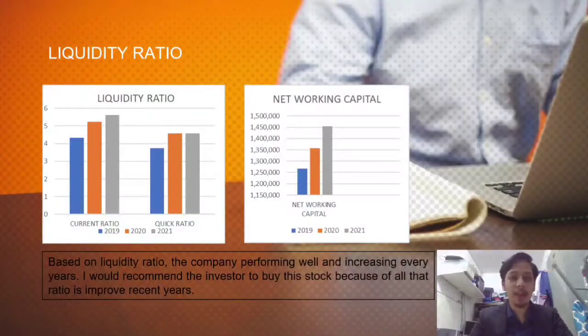I will proceed about liquidity ratio for Hong Leong Industry. The chart above shows the liquidity ratio for Hong Leong Industry. From this chart, we can conclude that this company is able to pay off short-term expenses and debt. It is because the company is performing well and increasing every year for current ratio, quick ratio and also net working capital. So, I would recommend the investor to buy this stock because all of those ratios have improved in recent years.